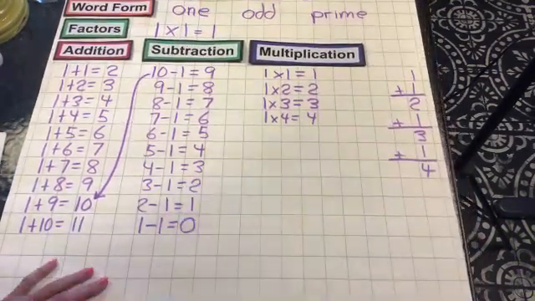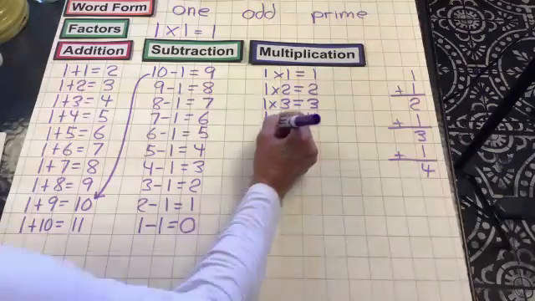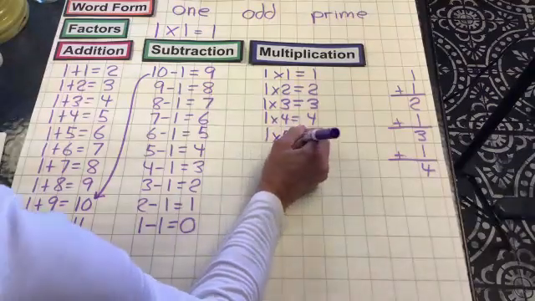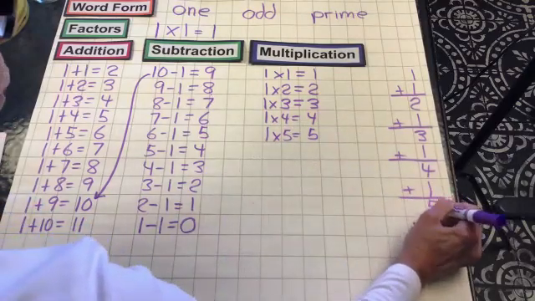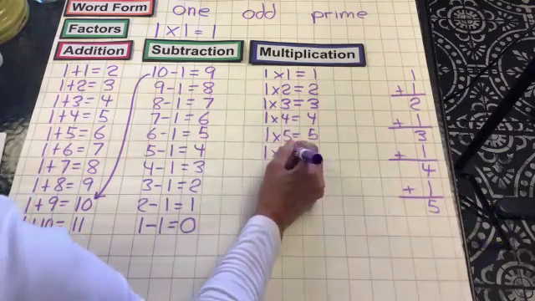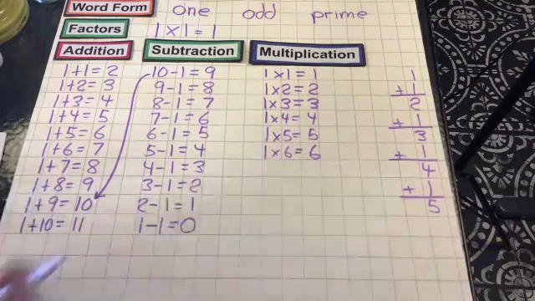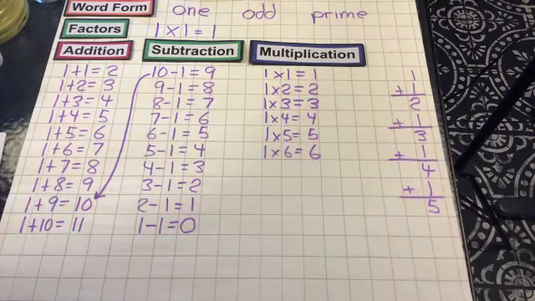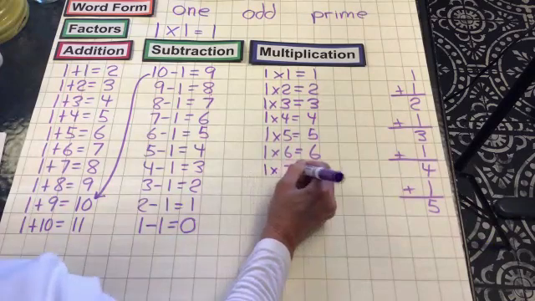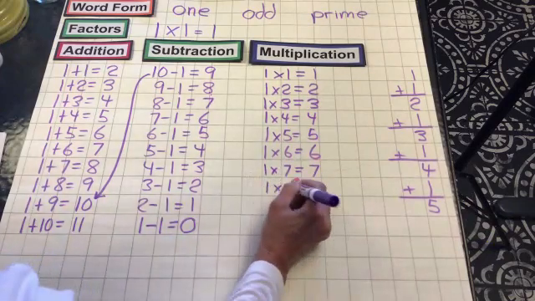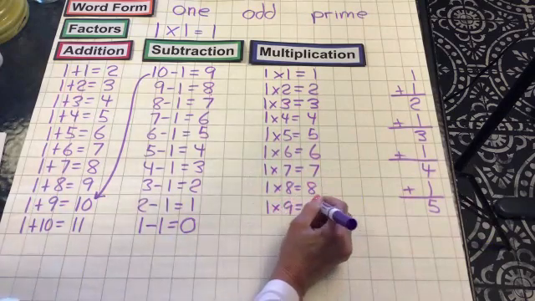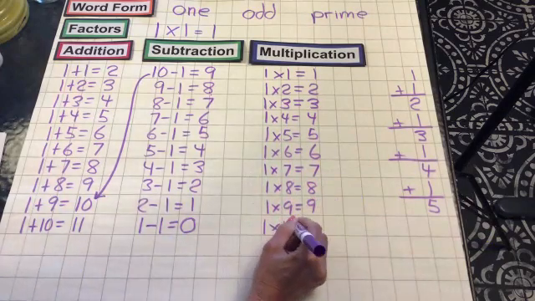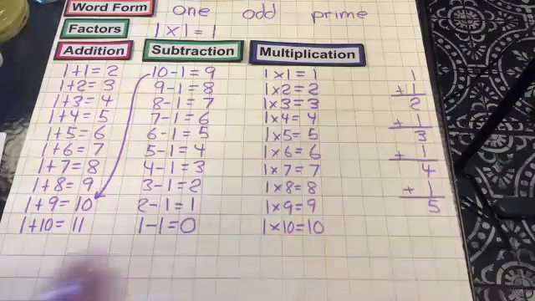So multiplication is basically a fast way to do addition. 1 times 5 equals 5. So if we add one more, we can see how this works. 1 times 6 equals 6. Now we can also say that 1 times any number is that number. So 1 times 7 equals 7. 1 times 8 equals 8. 1 times 9 equals 9. 1 times 10 equals 10.